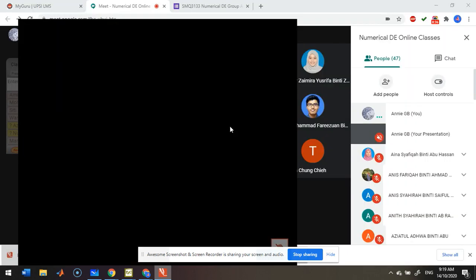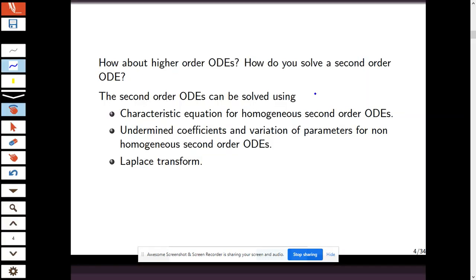Let me just full screen. Okay. How about higher order ODE? How do you solve a second order ODE? If you recall your ODE for second order, you can use the characteristic equation. You remember where we have the roots: the equal roots, how you write the general solution, the complex roots, how you write the general solution, and also the distinct roots. How do you write the general solution? Your general solution is always in this form.